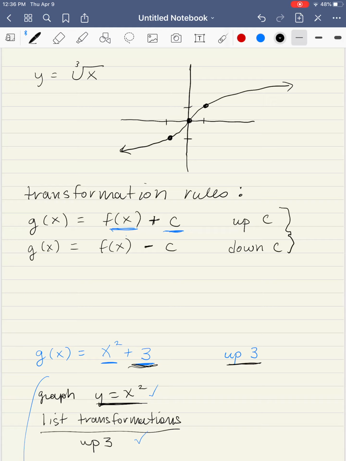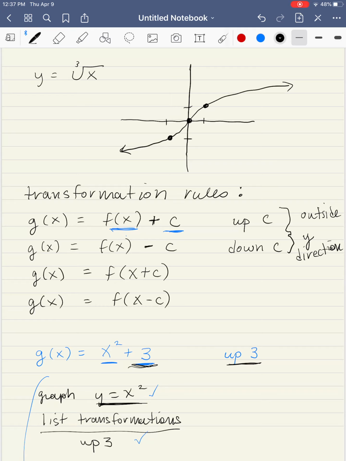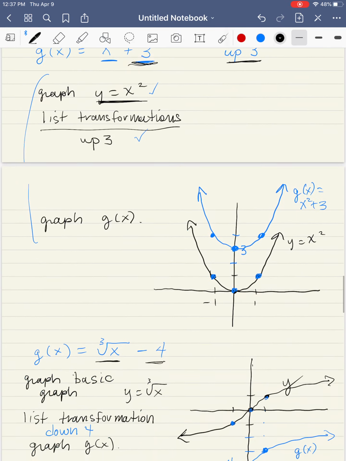Both of these were in the y direction. They were outside of the function. They were up and down in the y direction. Y is what changed. Our next 2 transformations are going to be what happens if the x is changing. If we change the x, what does that do to the graph?